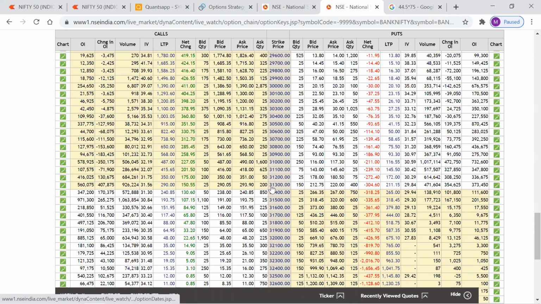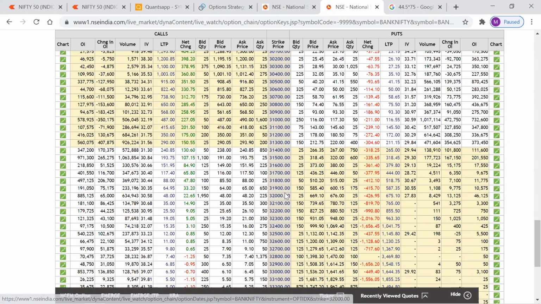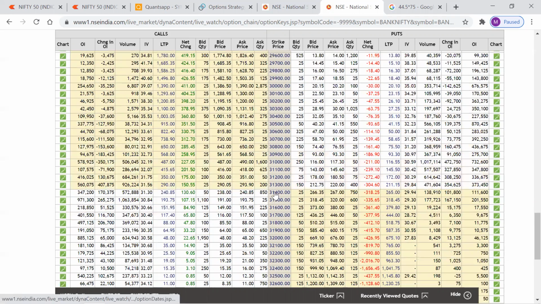Okay. So you can also call 31,300 and 31,400 strike prices as well. No issues. A few people call them strike and a few people call them spot price. No, there is no difference. Okay. And now see what is at the money here.